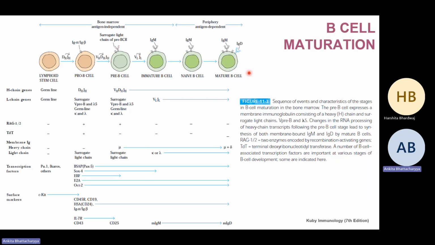Then this is B cell maturation. So the different substeps, how there is the heavy chain and light chain present. And then we have RAG1, RAG2, TdT, membrane IgM, transcription factors, and surface markers as each of these steps progress. Again, this is a relevant figure, so make sure you remember the subsequent steps so that that is also conceptually clear.